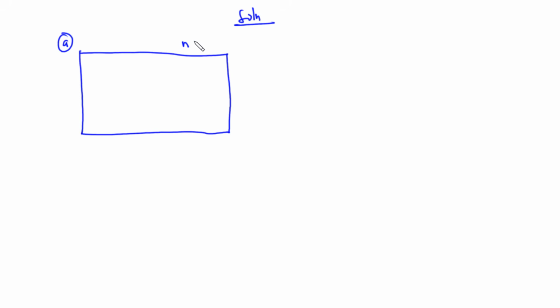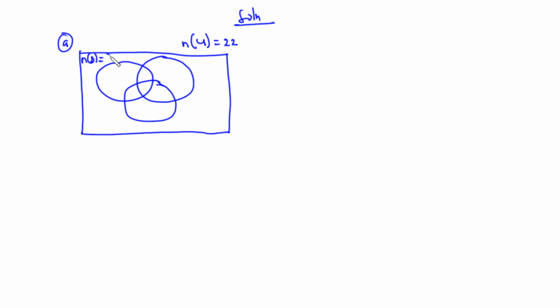So the number of members in the universal set is 22. We are going to have 3 circles. The number of players who play defense is 9. The number of players who play midfield is 10. And the number of players who play attack is 11. And then also the number of players who play all the 3 positions is X.